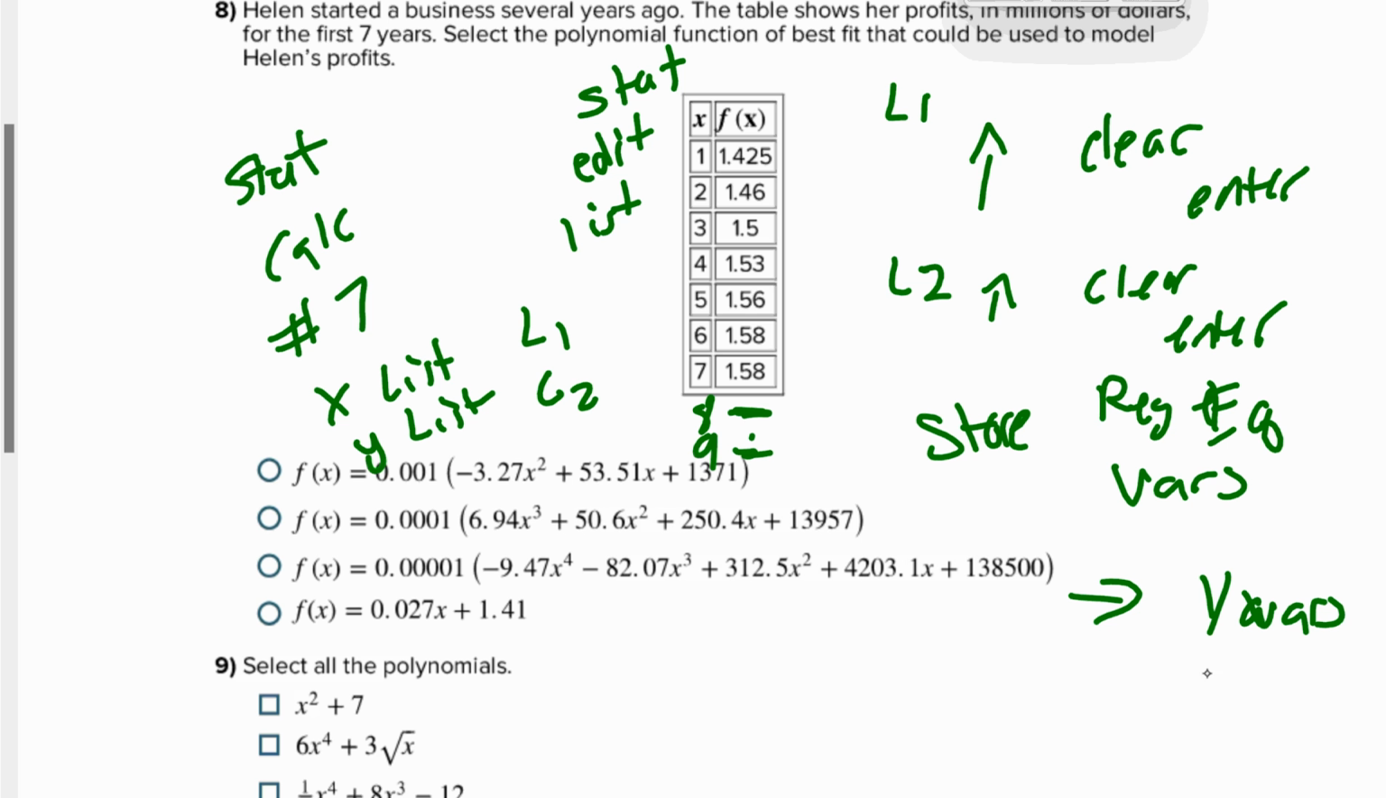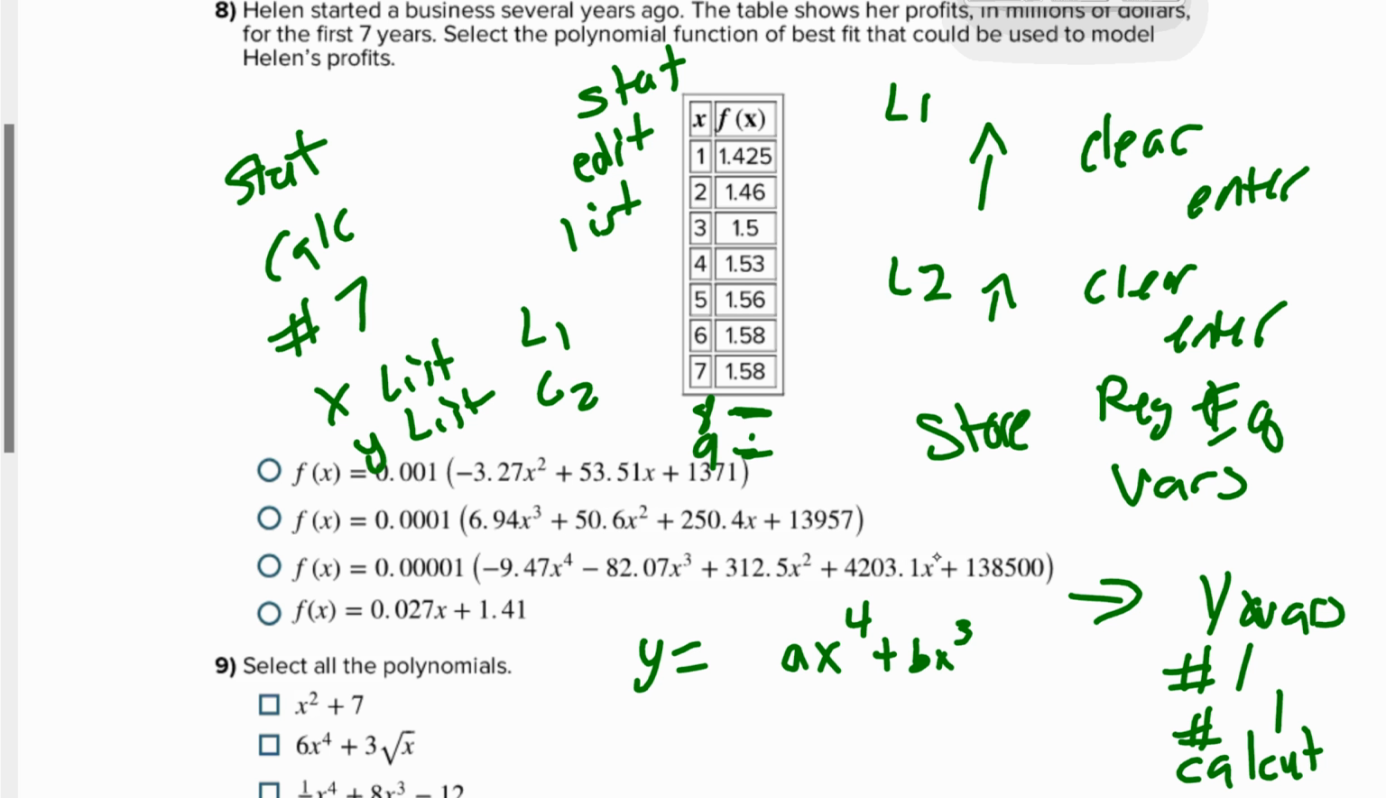Then you're going to hit enter for number 1, and then hit enter for number 1 again, and then you can go down to calculate. What this does is it stores that equation in there. So when you hit calculate, it'll give you y equals, and it'll say what the polynomial is, ax to the 4th, and then bx to the 3rd, or it might be some more in between there. But it's going to give you all the coefficients.